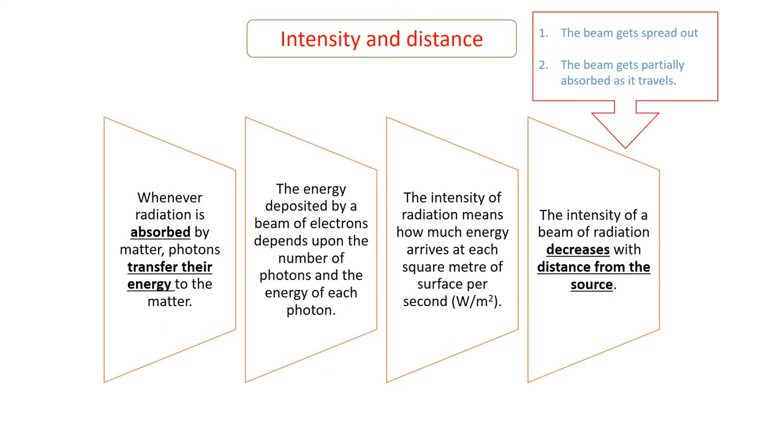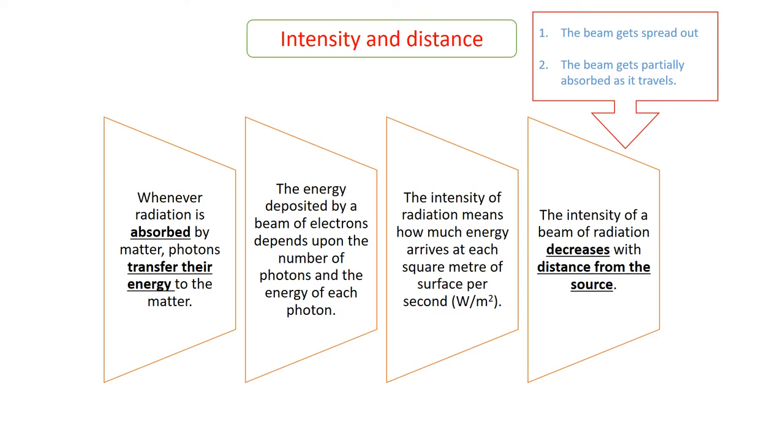Intensity and the distance. Whenever the radiation is absorbed by some material or by some matter, then the photons always transfer their energy to the matter. Energy always travels in the form of photons, and photons are bundles or packets of energy. When a photon falls on any object or matter, the matter absorbs the photon, and in this way the photons transfer their energy to the matter.